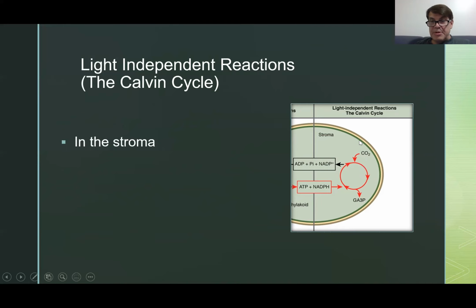So this happens in the stroma, which remember is the cake base. The stroma is the stroller. It's in a stroller. It's in a stromer. I don't know.